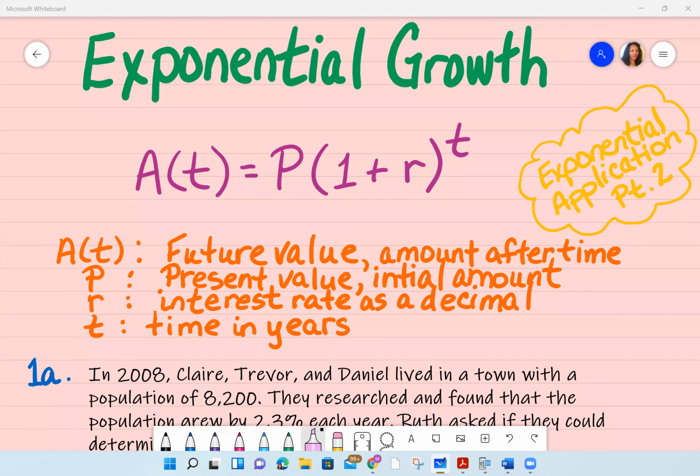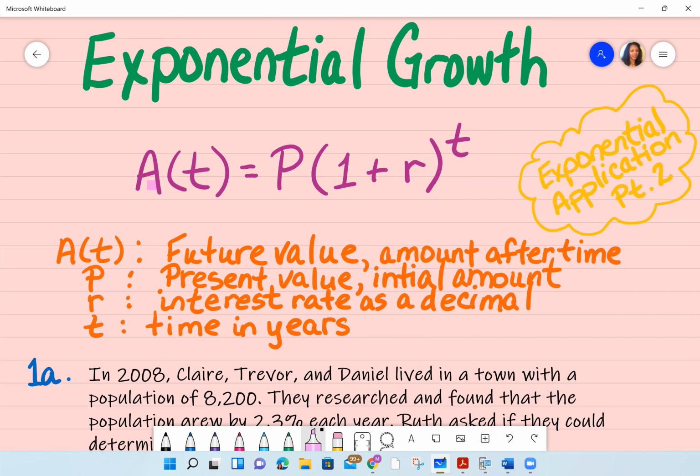This will be the second part of the Exponential Applications series. I will be focusing on the exponential growth formula, which is A of t equals P times the quantity of 1 plus R raised to the T power. So my strategy is to count the variables and account for them. I have A of t, P, R, and T, for a total of 4 variables.